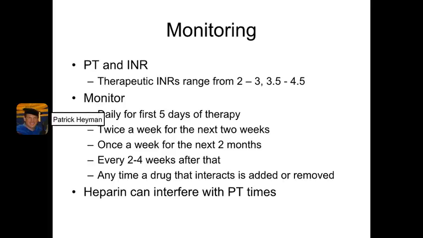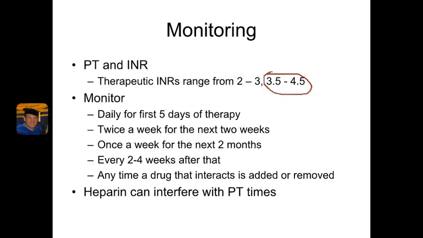When it comes to monitoring, what you're going to monitor is the INR. So therapeutic INRs are typically 2 to 3. So for everything that we listed on that last page, except for mechanical heart valves, 2 to 3 is the therapeutic range. For mechanical heart valve patients, the range is 3.5 to 4.5.